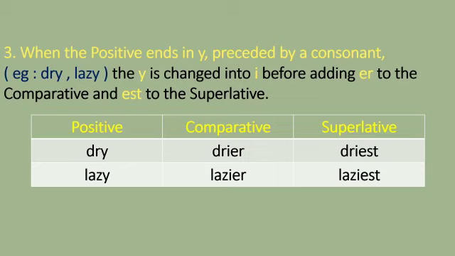Fourth, when the positive is a word of one syllable, example, big, hot, and ends in a single consonant preceded by a short vowel, this consonant is doubled before adding er to the comparative and est to the superlative.